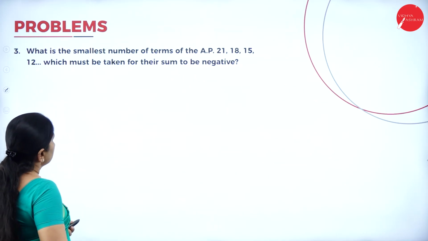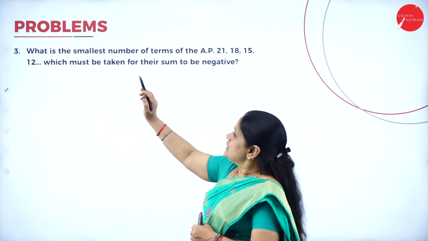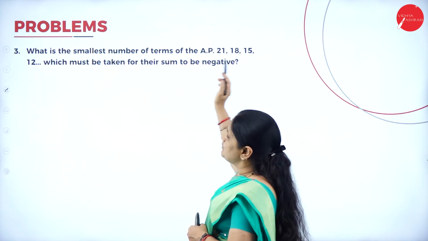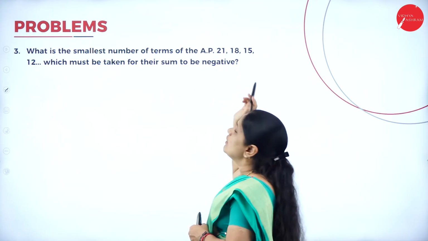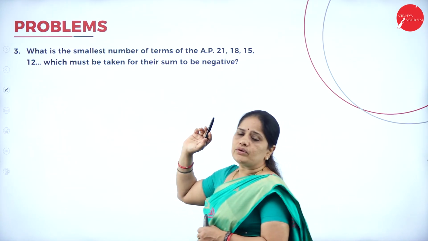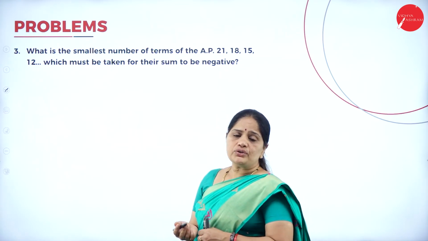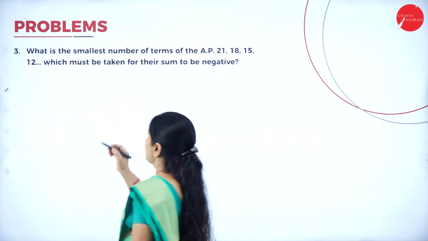Now the next problem. So the problem here is, what is the smallest number of terms of the AP 21, 18, 15 and 12 which must be taken for the sum to be negative. Now we want the sum to be negative. So what is the formula we use for Sn? For the sum of numbers?